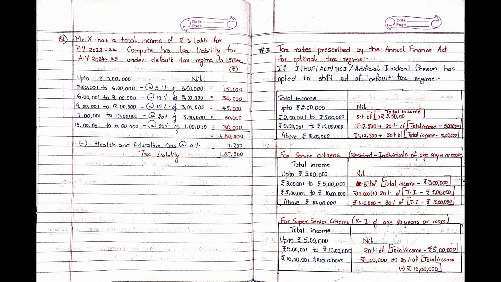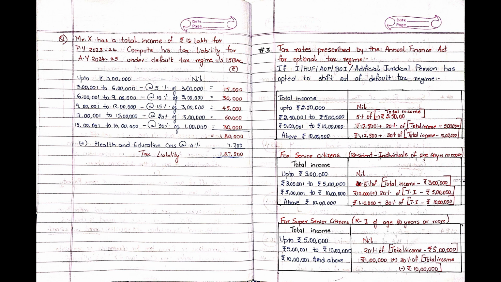Let us revise once again. Up to 2,50,000, the tax rate is nil. For total income exceeding rupees 2,50,000 up to rupees 5 lakh, it is 5% of total income minus 2,50,000. For total income exceeding rupees 5 lakh up to rupees 10 lakh, the tax rate is 20% of total income minus 5 lakh plus rupees 12,500. For total income exceeding rupees 10 lakh, the tax is levied at 30% of total income minus 10 lakh plus rupees 1 lakh 12,500 is added.